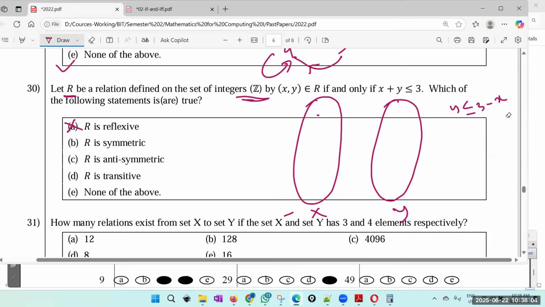For example, when x is 5, 3 minus 5, we have ranges of values. But anyway, it's not reflexive, because it won't map 5 into 5, 3 into 3 like this. The equal mark is there, but it must be less. This is an inequality, okay? So this is a tough question again. This is inequality, not equality. y must be less than 3 minus x.